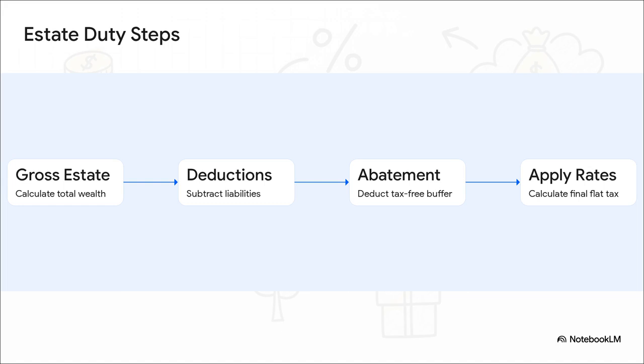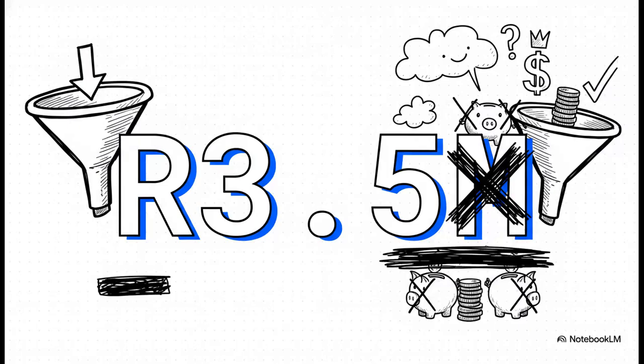Okay, so we've got our net estate after taking away those legal deductions. But before SARS touches a single cent of it, every single estate gets a massive tax-free buffer known as the Section 4A primary abatement. And here's the magic number. The baseline tax-free abatement in South Africa is a staggering 3.5 million rand. You just subtract this right out of the net estate.